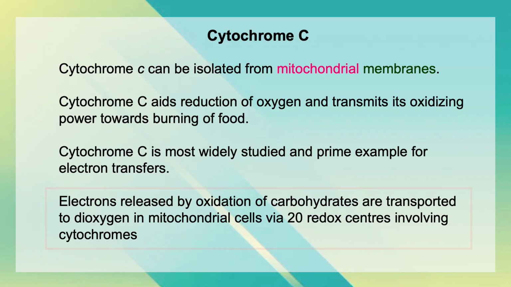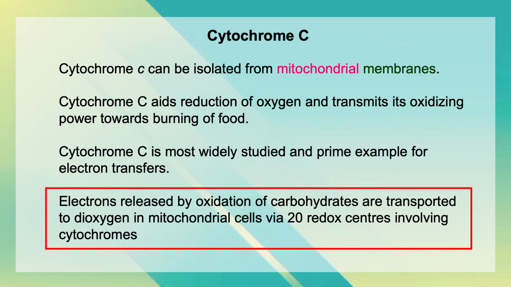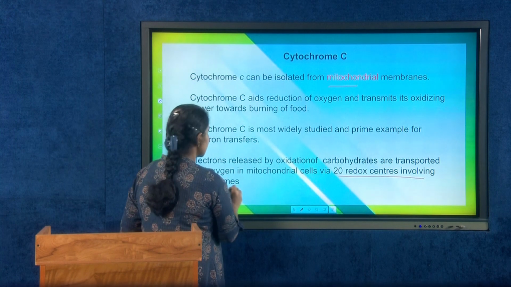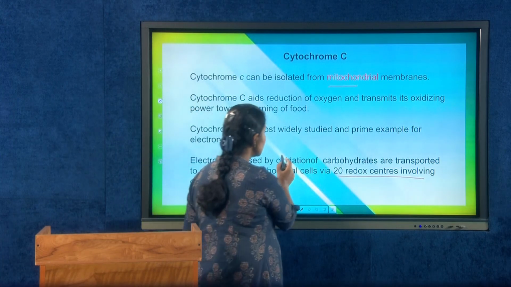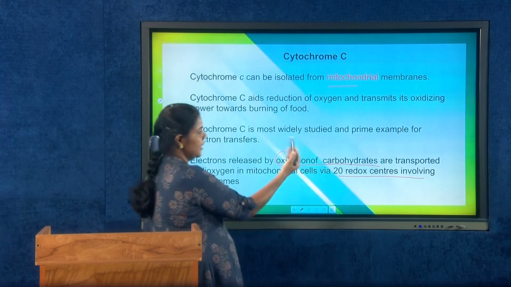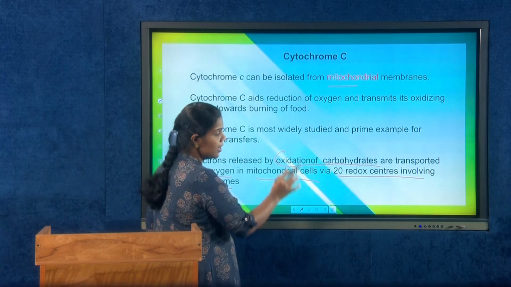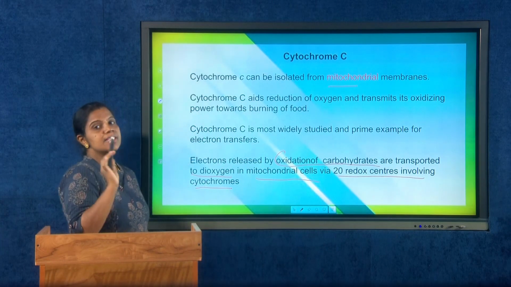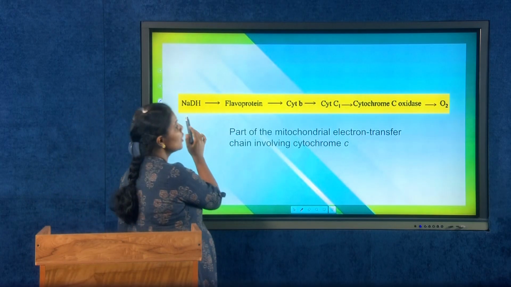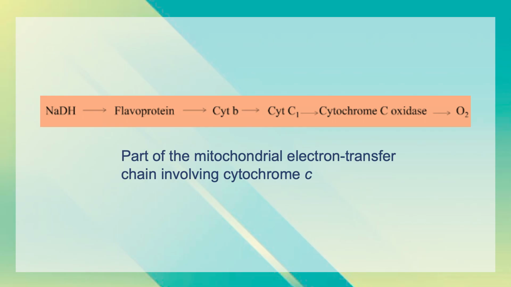What happens is that the electrons released by the oxidation of carbohydrates are transported to dioxygen in mitochondrial cells via 20 redox centers involving cytochromes. So, it is a complex process. You should understand that cytochrome C is involved in the oxidation of carbohydrates and in transporting electrons to dioxygen in mitochondrial cells via 20 redox centers that involve cytochromes. This is the pathway of that. So, the mitochondrial electron transfer primarily involves cytochrome C.